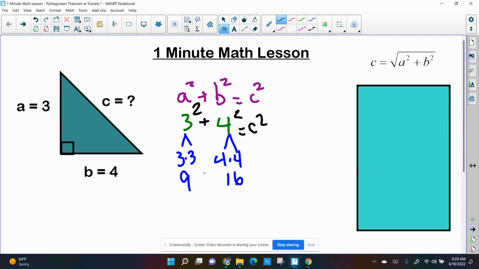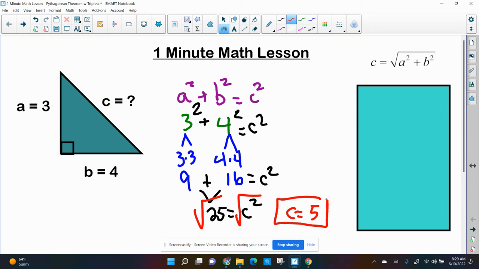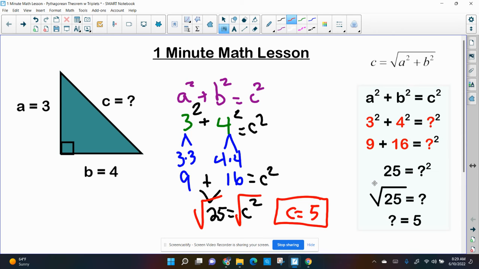Now I got to add those two numbers together to equal c squared. So 9 plus 16 is 25, and that'll equal c squared. My last step is always take the square root of both sides, so that way I'll get c by itself, and the square root of 25 is 5, which is my answer for side c. So check out what we did. If you're not sure, watch the steps because we need this in order to do the Pythagorean triplets.